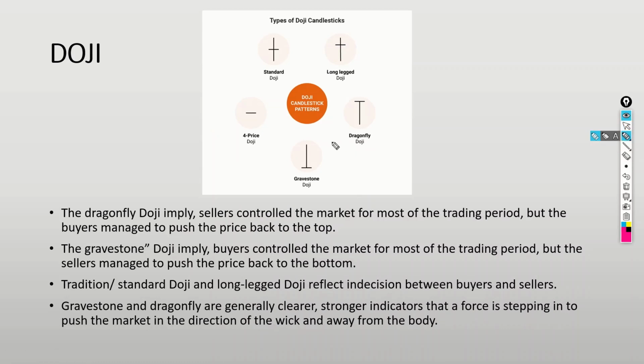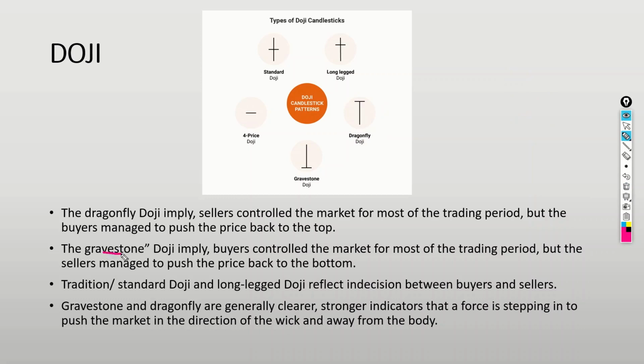So we are still looking at these dojis, and this is the dragonfly doji. A dragonfly doji implies sellers control the market for most of the trading period, but buyers manage to push the price back to the top. So the dragonfly doji shows that the price went down to this level. Then the buyers were able to push the price right back up, and then they form this long lower wick. This one shows that buyers managed to push the price back to the top.